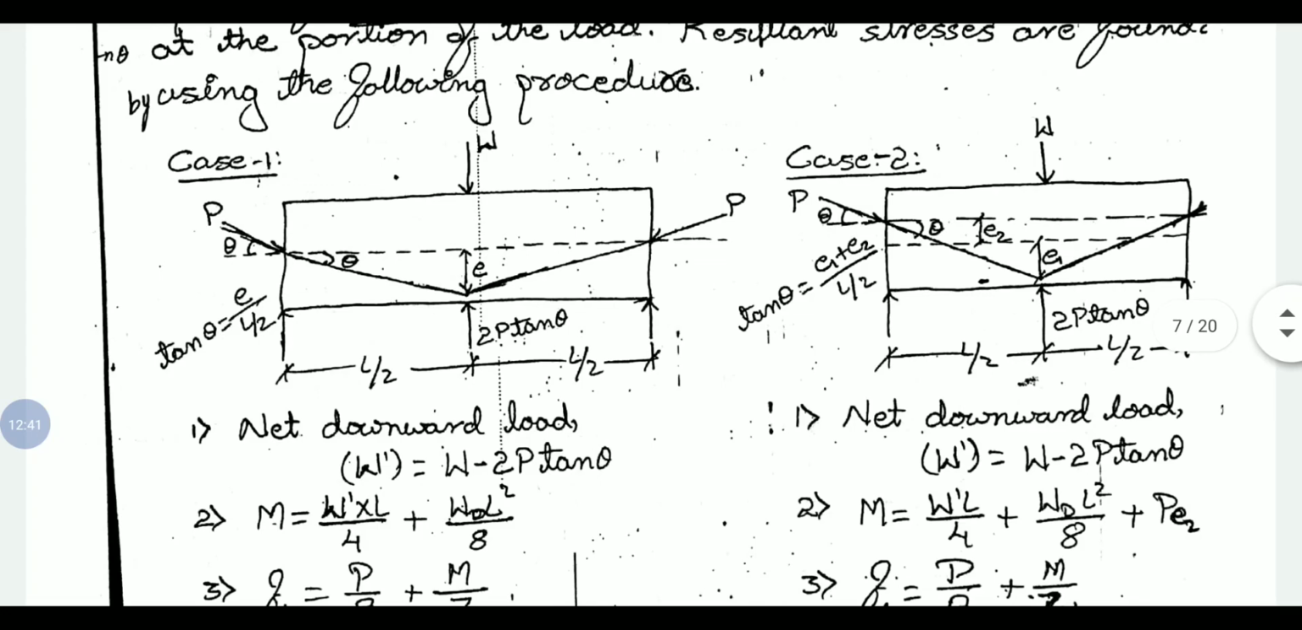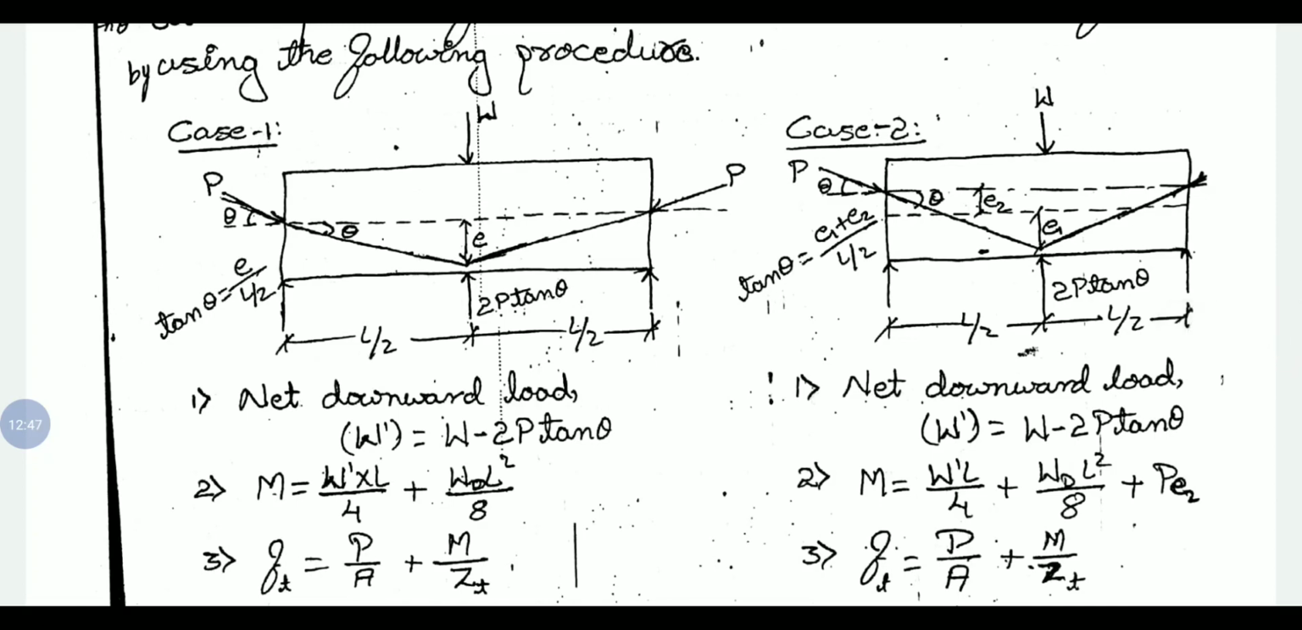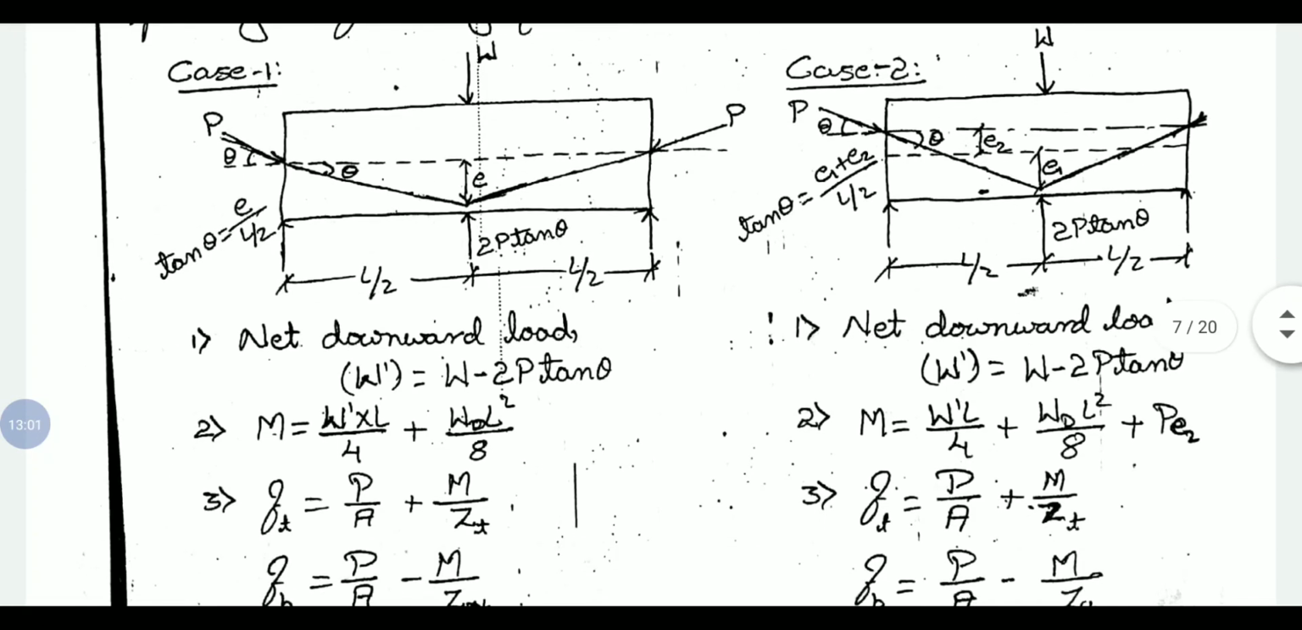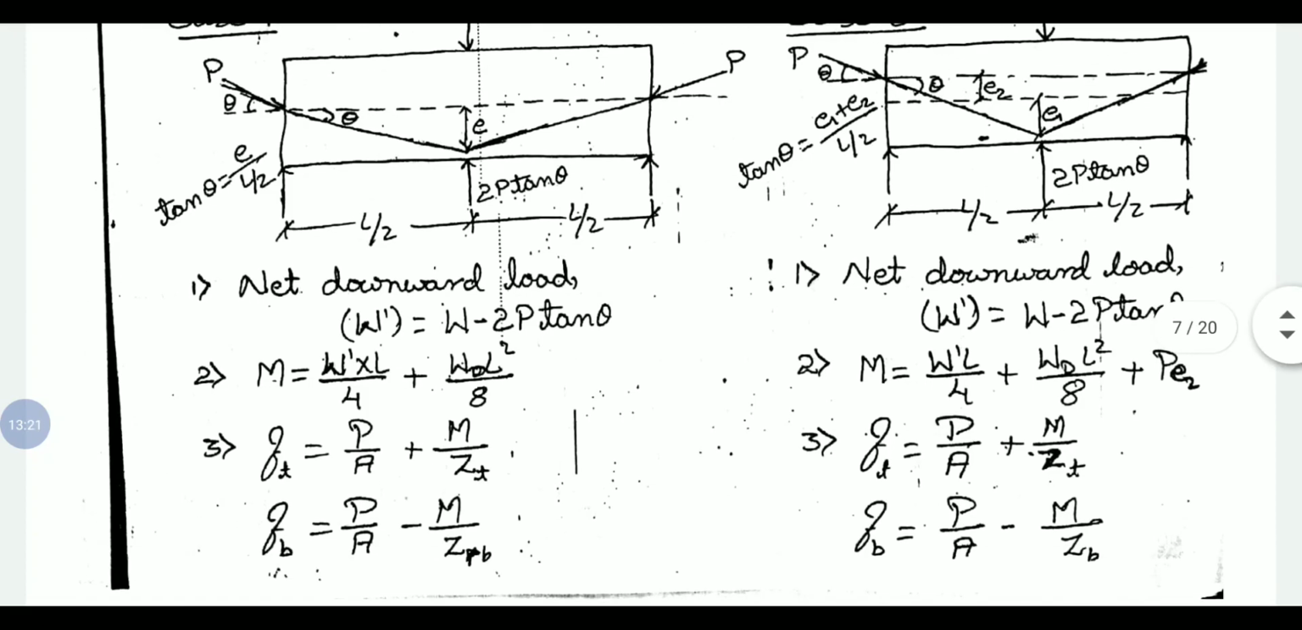In this case we have two different parameters. To balance the load, we need to calculate the net downward load. W is the total dead load and live load, and 2P tan theta is the component of the prestressing force. For that, W dash L by 4, since we are using a point load, will be the moment of the point load. W L square by 8 is for the UDL, that is the dead load. Here we don't have eccentricity at supports, so we directly calculate Ft and Fb.